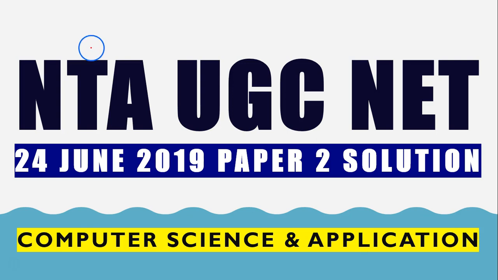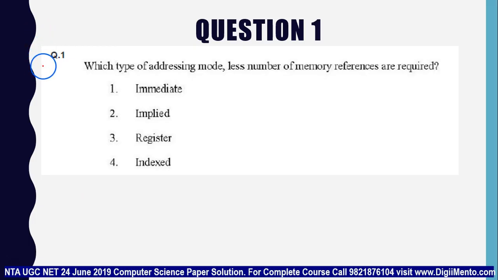Hello everyone. In this video we will be doing a solution of the NTA UGC NET Computer Science June 2019 question paper. In this specific video we will be taking the first 4 questions, and we will be providing the complete solution of the entire question paper. So let us look at the very first question here.